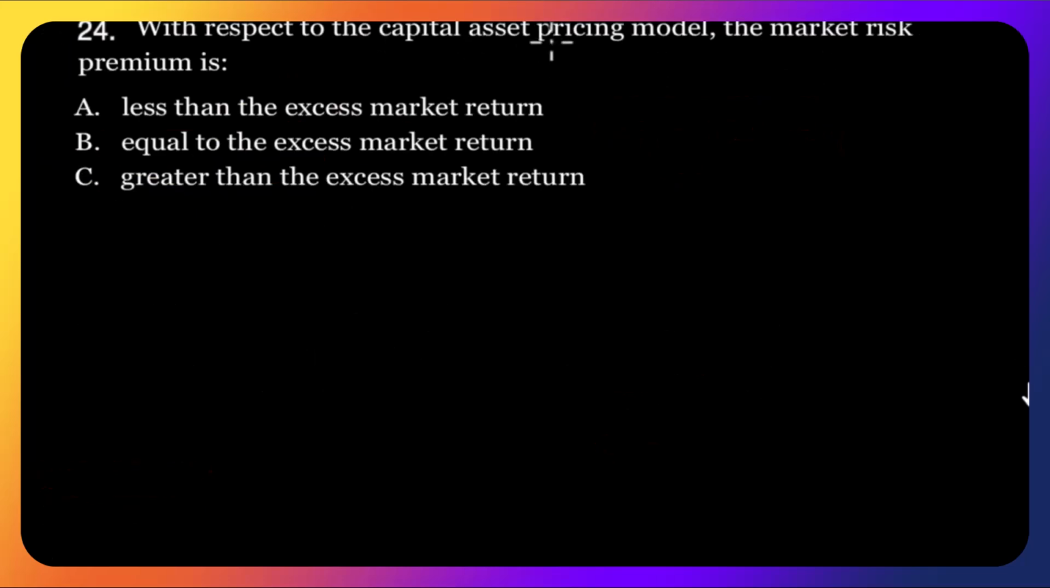With respect to the capital asset pricing model, the market risk premium is less than the excess market return, equal to the excess market return, or greater than the excess market return. Well, the market risk premium, RM minus RF, that is the excess return on the market. That is the market risk premium. The market risk premium is the excess market return. It is equal to the excess market return. It's not a question of it being equal to. It is.